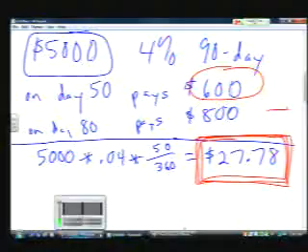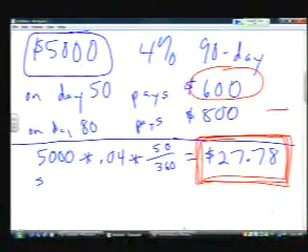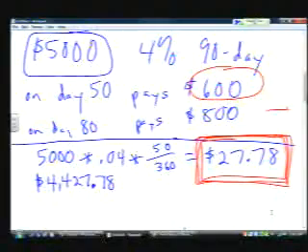So after day 50, you are going to owe $4,427.78. This is the rest of the loan. That's how much you owe. That's your adjusted balance. In other words, it becomes your new principal.